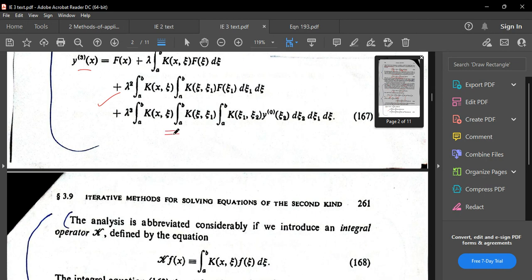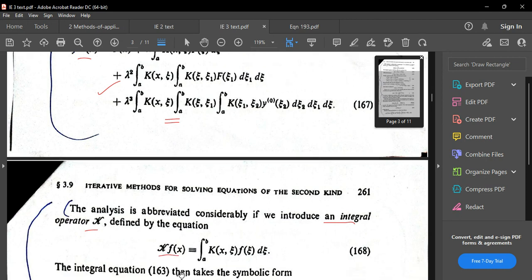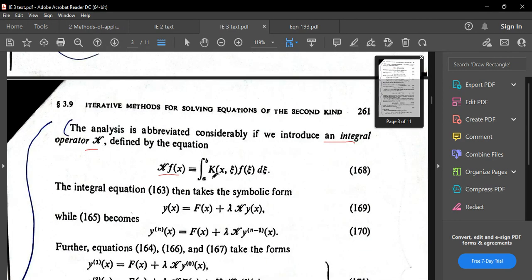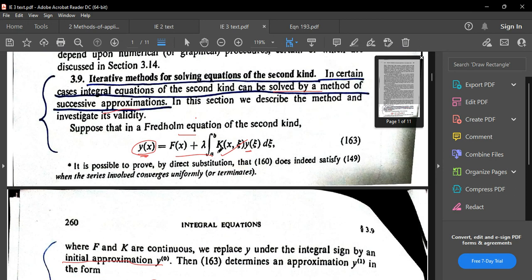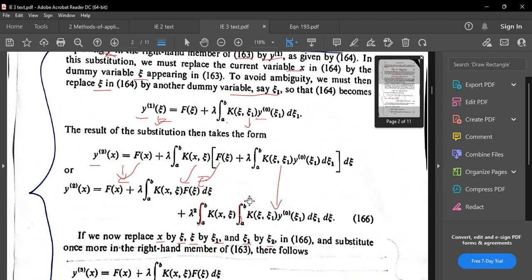For simplification of this large equation, we will introduce an integral operator script k. This is denoted by script k of f of x, identically equal to the integral over a to b of the kernel into this small f. Now what is the integral equation 163, the main integral equation, in this form? We know that integral a to b k of x, psi y of psi is equal to script k y.